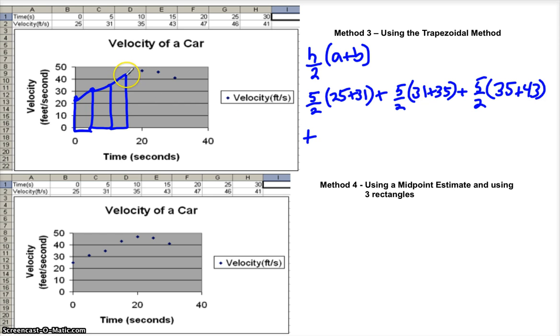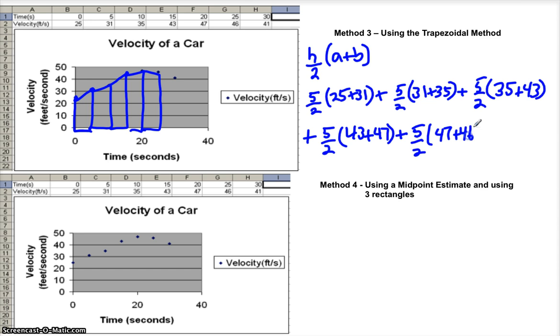Continuing here, the next trapezoid, connect the dots. 5 divided by 2. And this time we'll have the 43 and the 47. 43 plus 47 plus, continue, trapezoid here. So the next one will be 47 and 46. We'll use those numbers. So 5 halves of 47 plus 46.